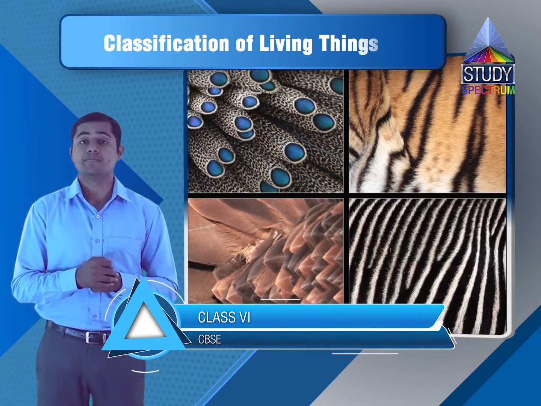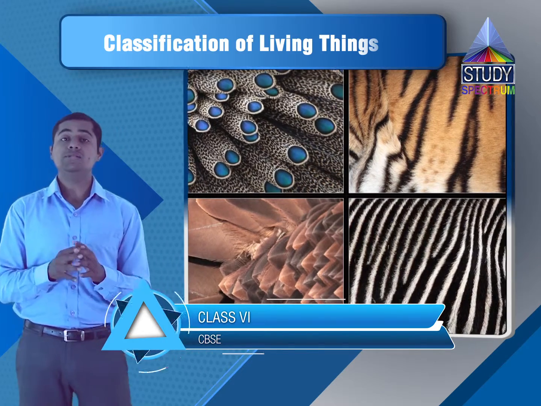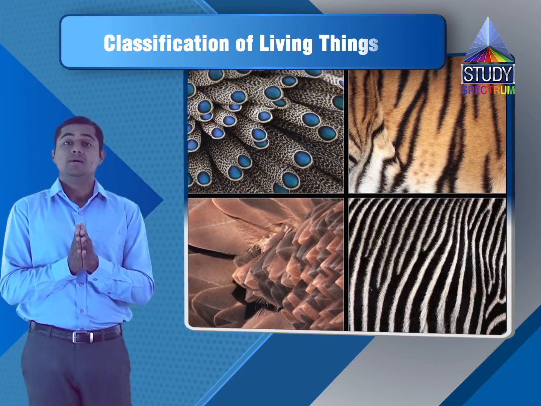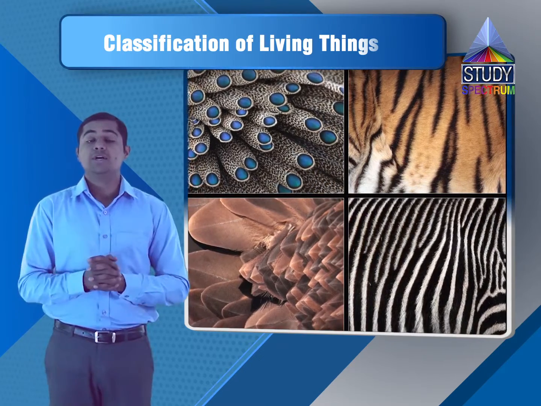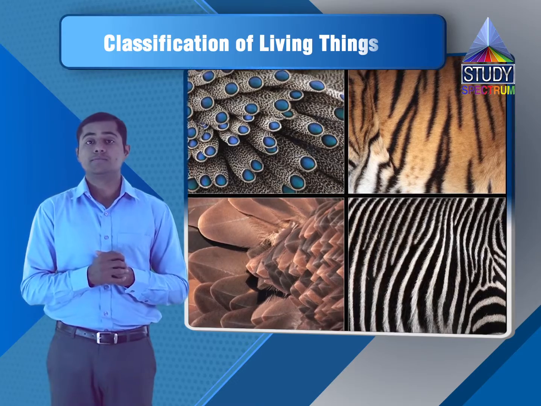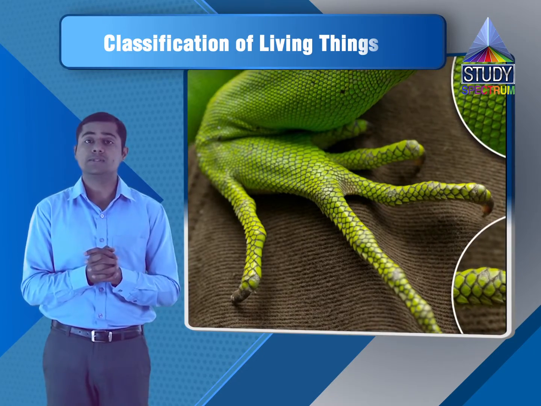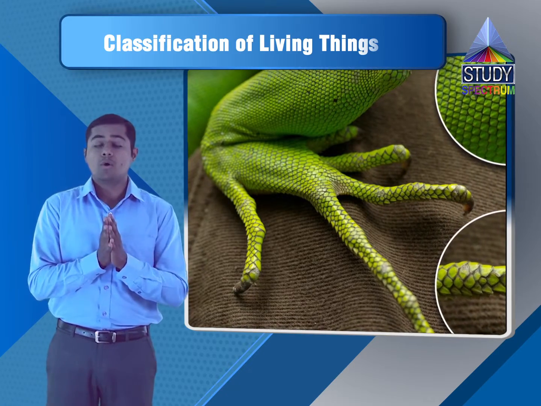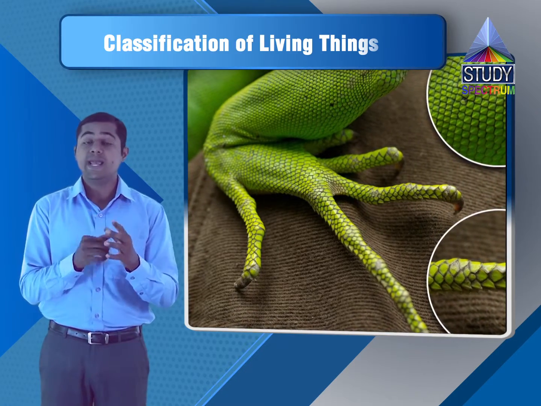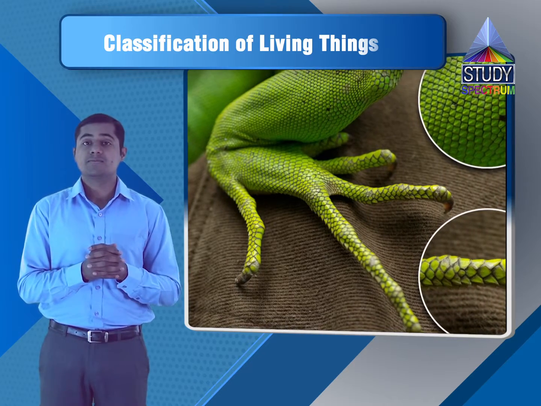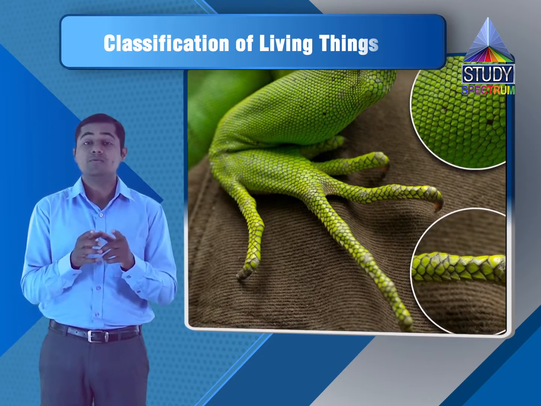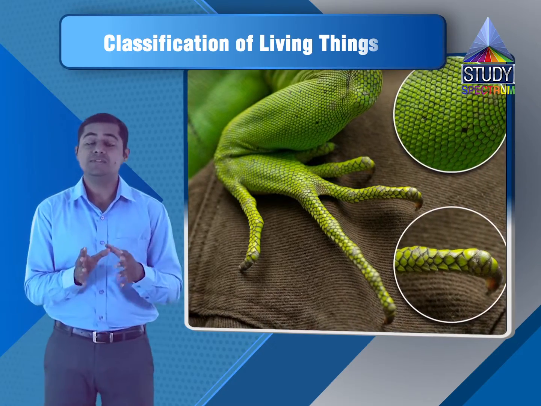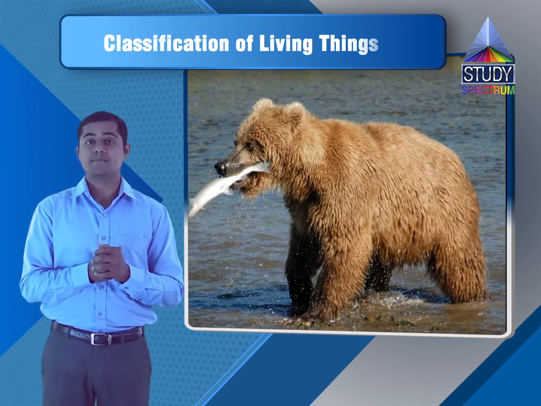Covering of the body. How the body is covered, how the skin of the animals is covered. On the basis of that, we can subdivide the animals into different kinds of groups. The very first: if you see the outer skin of fishes or snakes or lizards, there are scales on the skin of these animals. So these are the animals which are covered with scales.